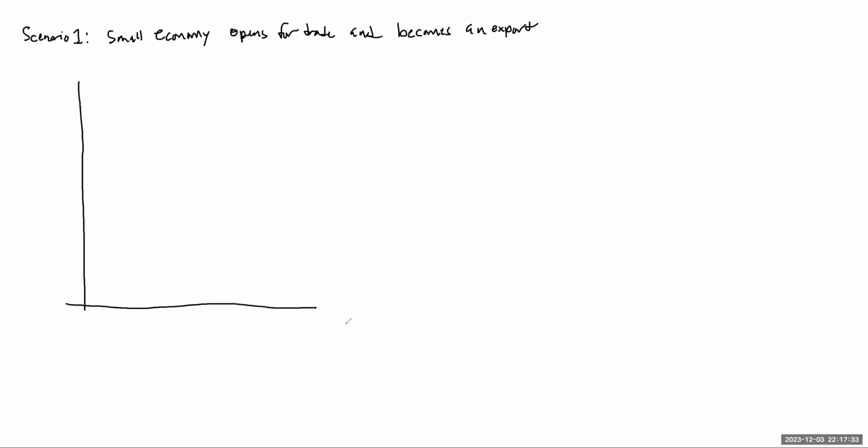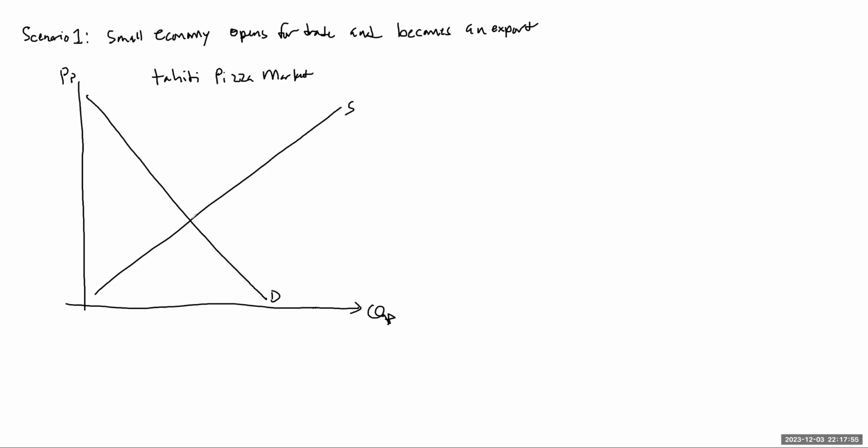Okay, we have the domestic market. So Tahiti, and this is the price of pizza, pizza market. And this is the quantity of pizza. This is demand, supply. Okay, point A, P star, Q star. So this is domestic production, and consumption is Q star, and the domestic price is P star.